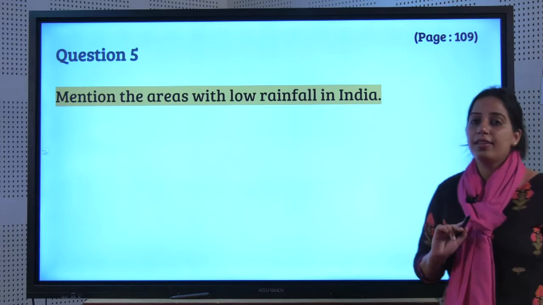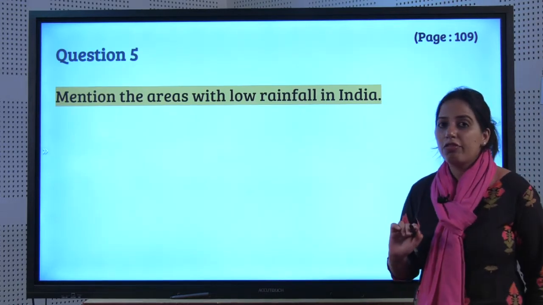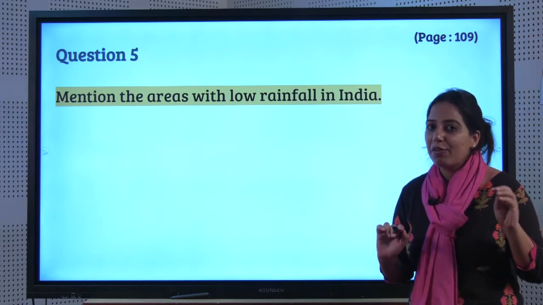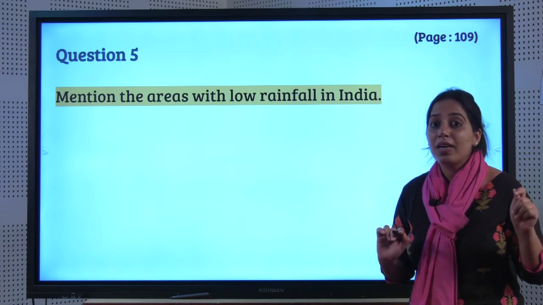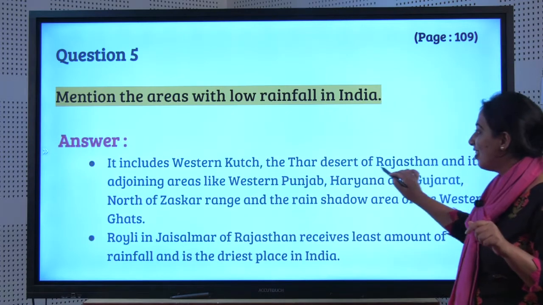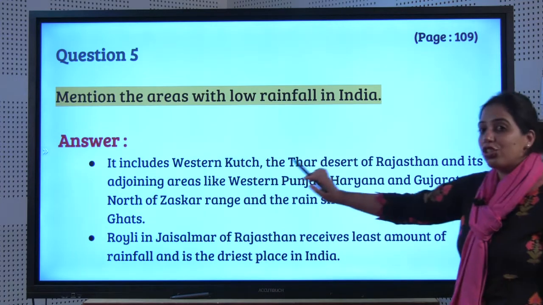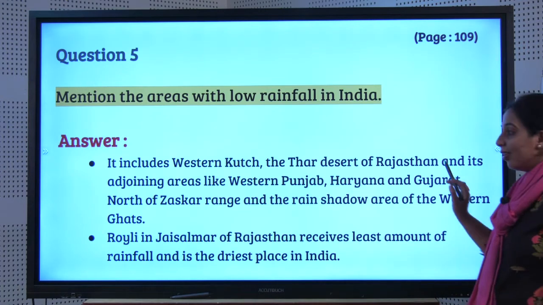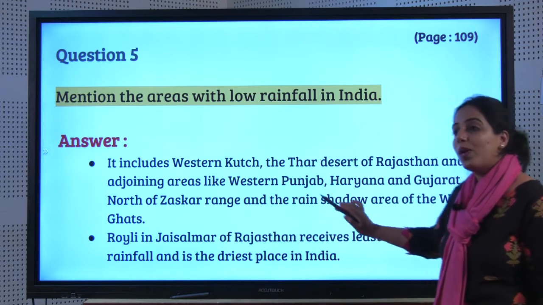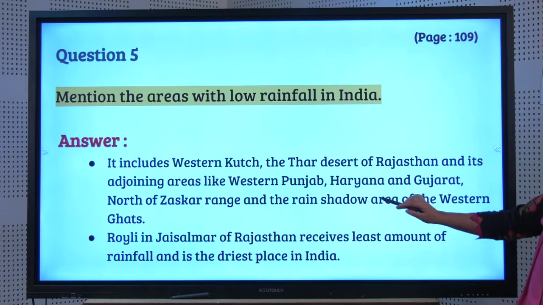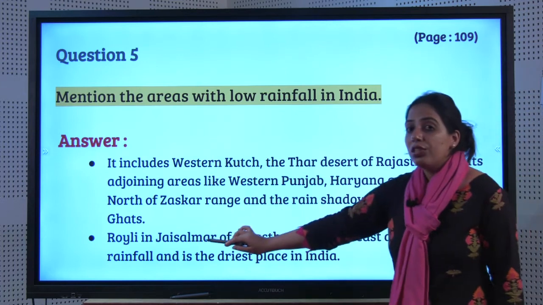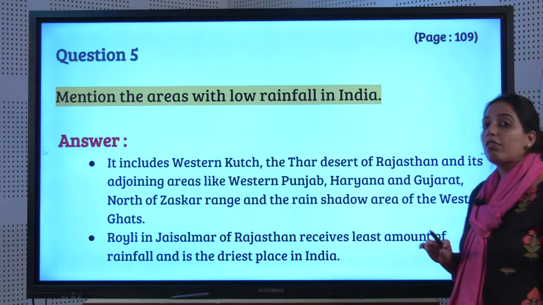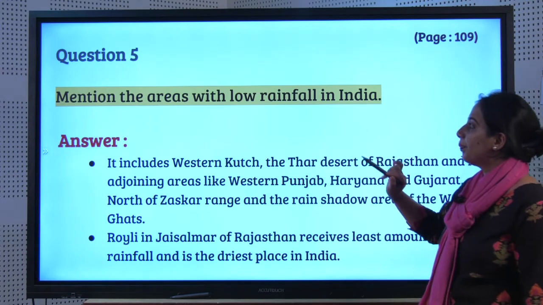Question number 5 on page 109. Mention the areas with low rainfall in India. You all remember I made you all open the map and I discussed this. I'll give you all a hint. The first name, the western parts of Kutch, Thar Desert in Rajasthan, its adjoining areas like Punjab, the western Punjab, Haryana and Gujarat, north of Zaskar range and the western Ghats, only the rain shadow area. Roili in Jaisalmer of Rajasthan receives the least amount of rainfall and is also the driest place in India.